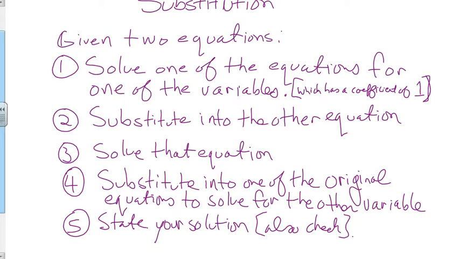Okay, let's do it. So here's the equation: x plus 4y equals 6. And the second one is 2x minus 3y equals 1.